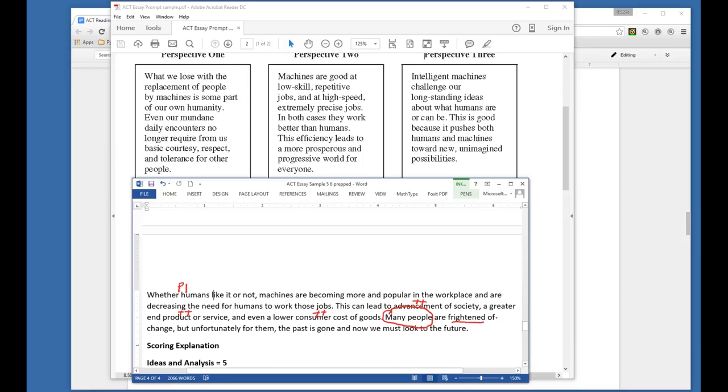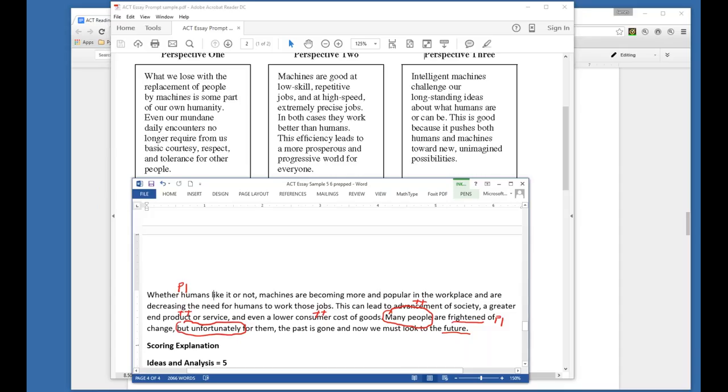Yes, that's perspective one, isn't it? Yep, it is perspective one. But unfortunately for them, the past is gone, and now we must look to the future. So, what do you think? Pretty good essay? I think it's a pretty good essay. Pretty good essay. All right.